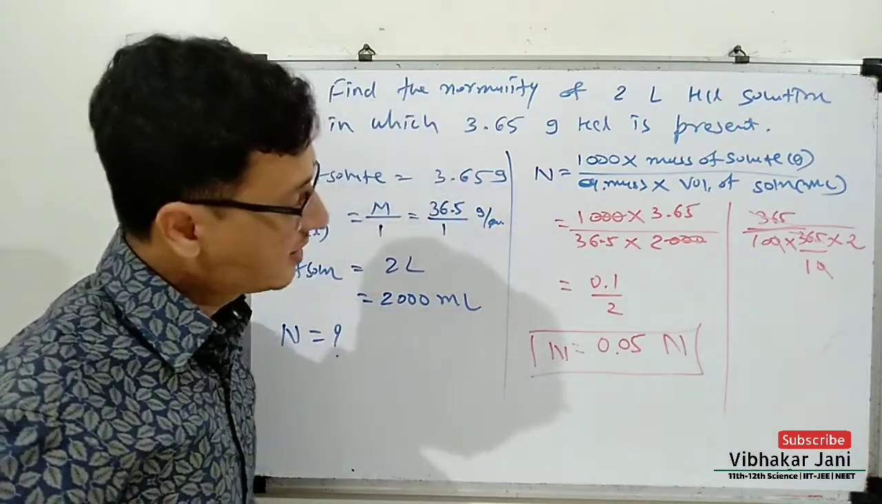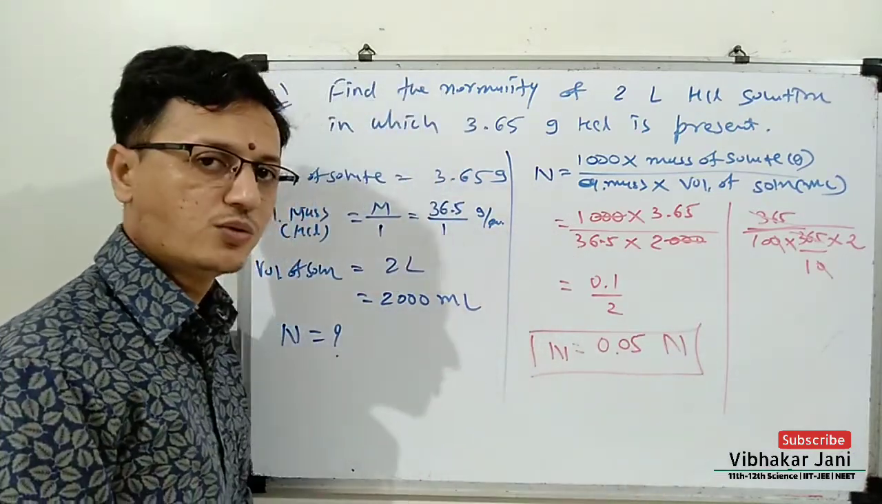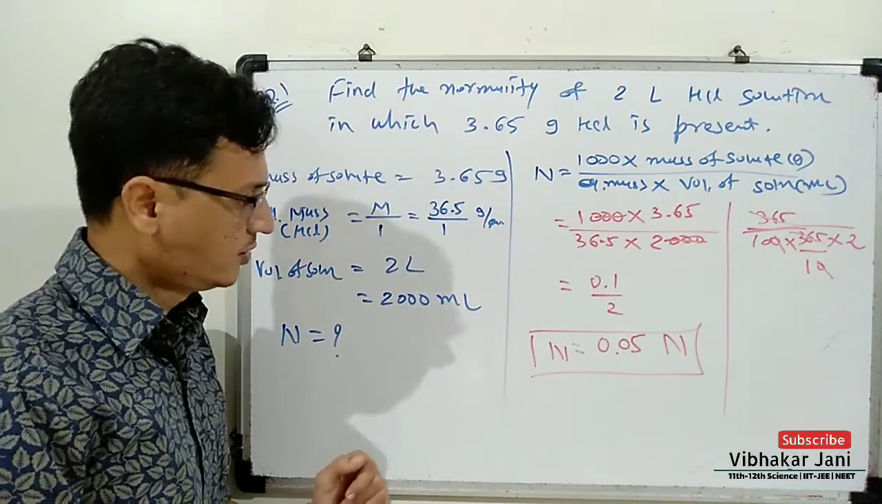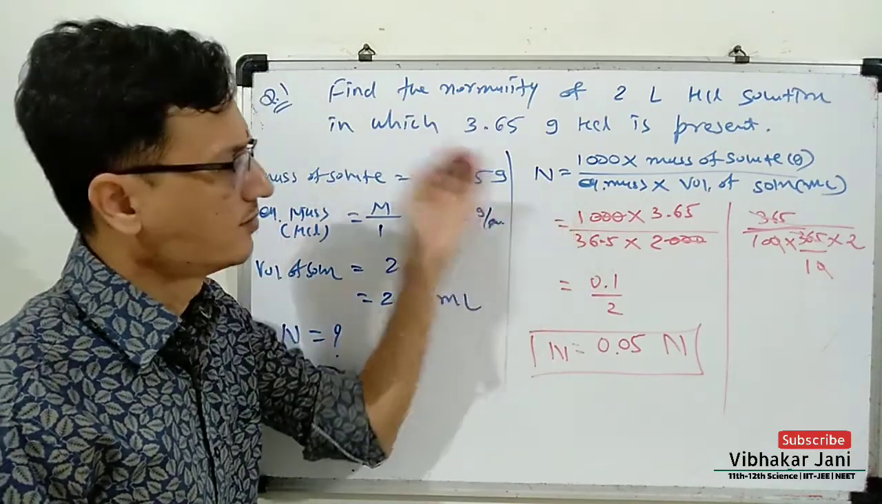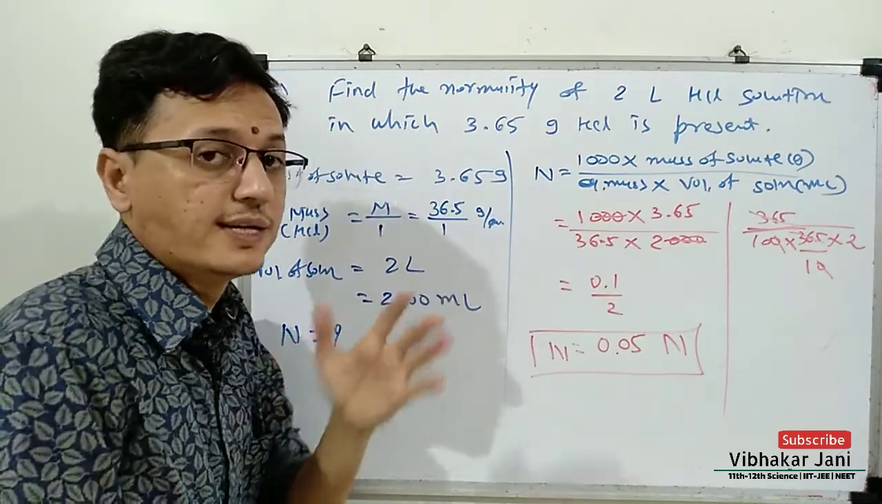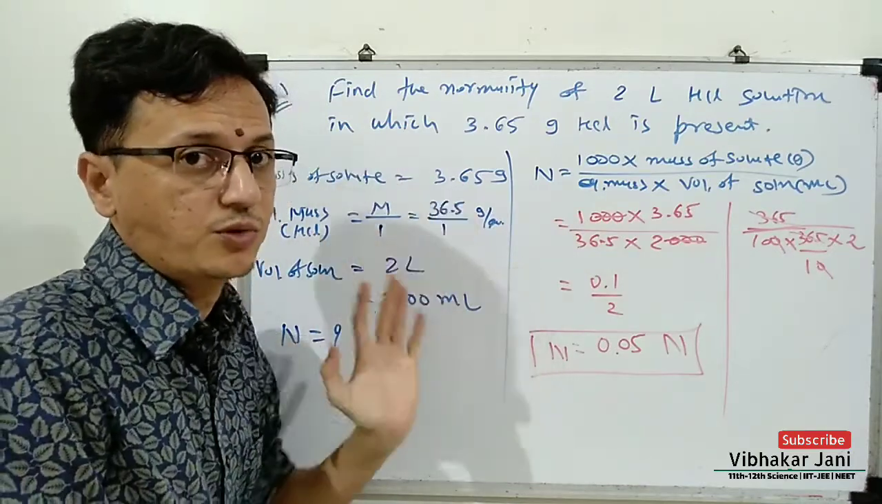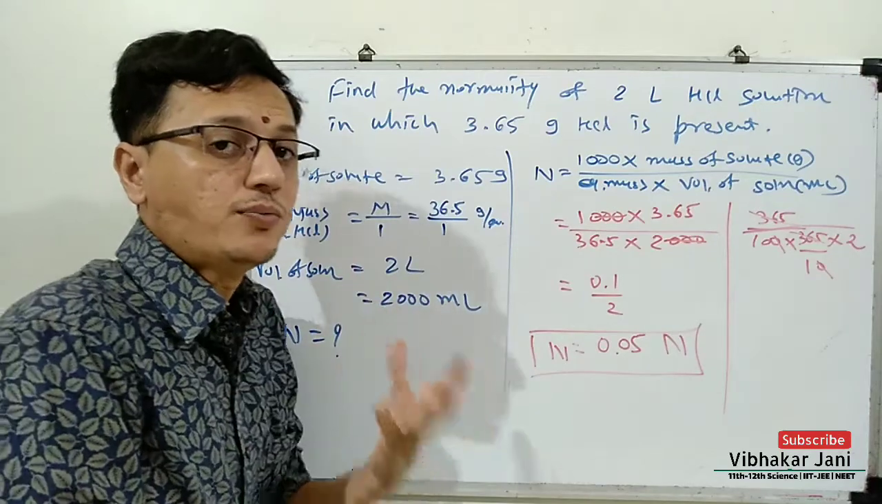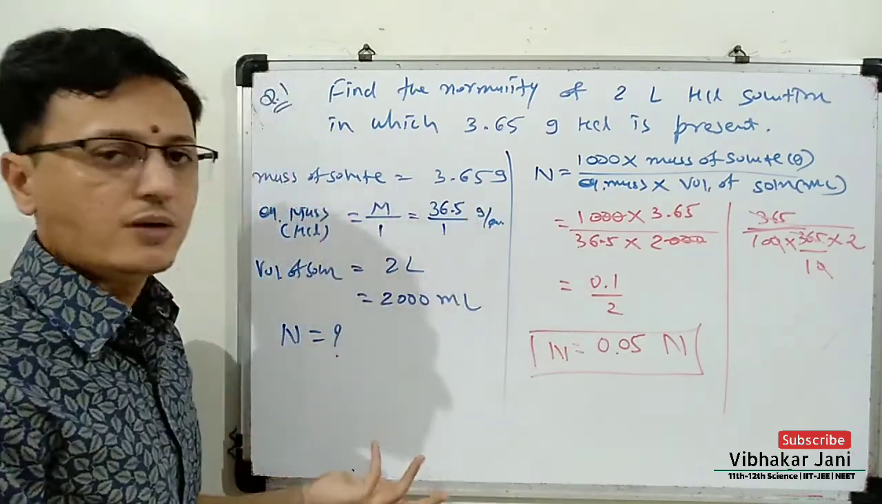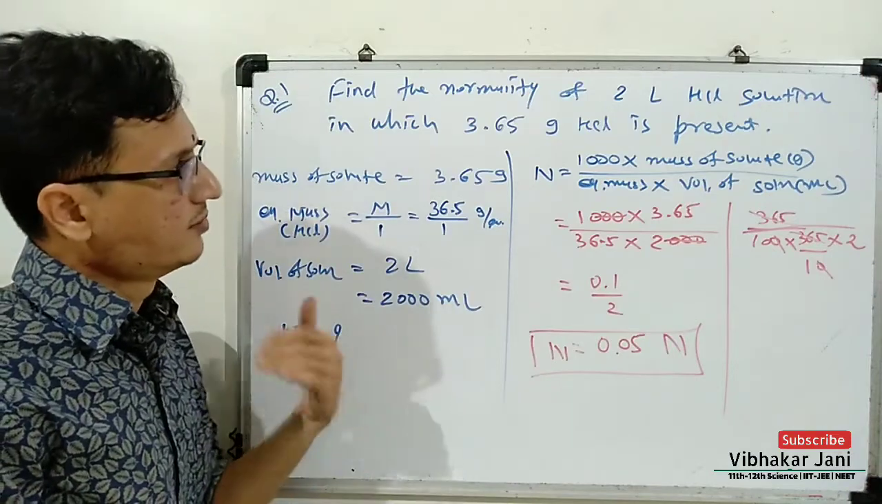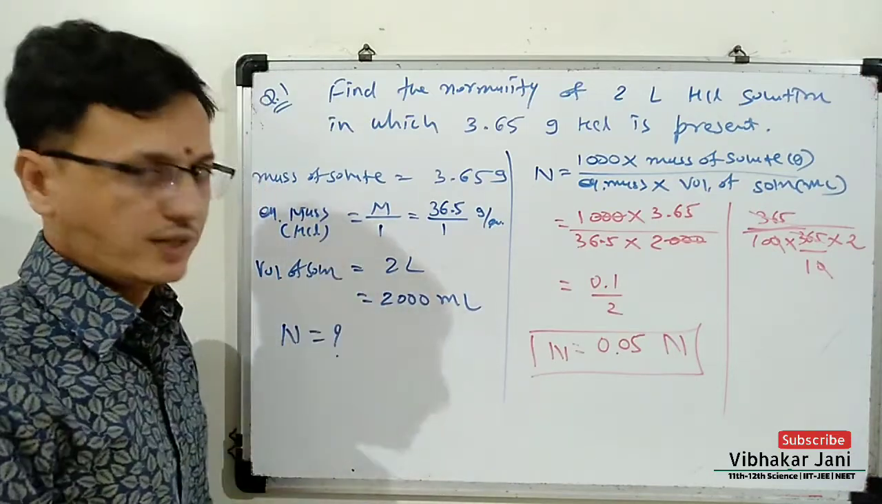So our answer is 0.05 normal. So this is the question of normality. It is a very simple formula, and now you can easily remember these kinds of formulas because you have plenty of practice writing such formulas. So pause the video and write down this question. Then we will see one more question about normality.